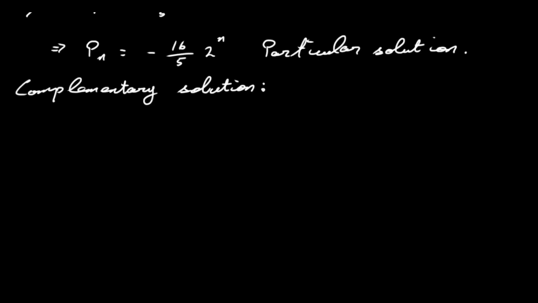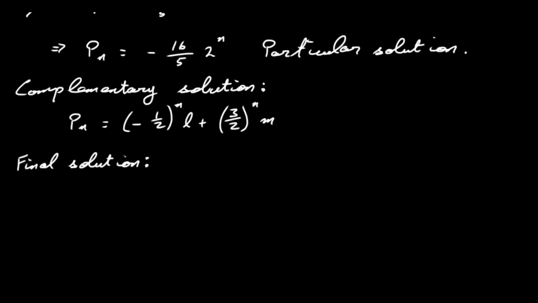Now we've already done this in a previous section. We got Pn is equal to minus a half to the power of n times L plus 3 over 2 to the power of n times m. Now we worked out the L and the M in the previous section, but now we have different P0s and P1s. Now P0 is 199, P1 is 243, so we're going to have to work out what L and M are. The final solution is going to be the particular solution and the complementary solutions added.